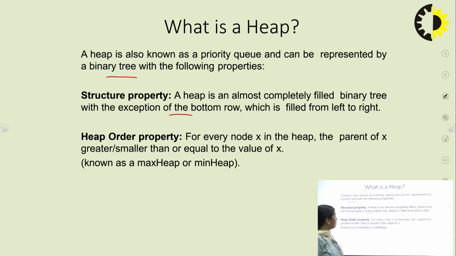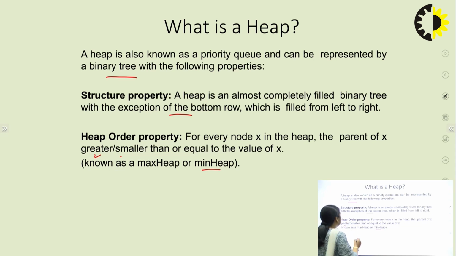What is heap order property? For every node x in the heap, the parent of x is either greater than or less than or equal to the value of x. If we are taking the option of greater, it will be a max heap, and if we are taking the smaller value, then it will be min heap. It depends on whether we are maintaining the maximum value at top or minimum value at top. So that is our heap order property.